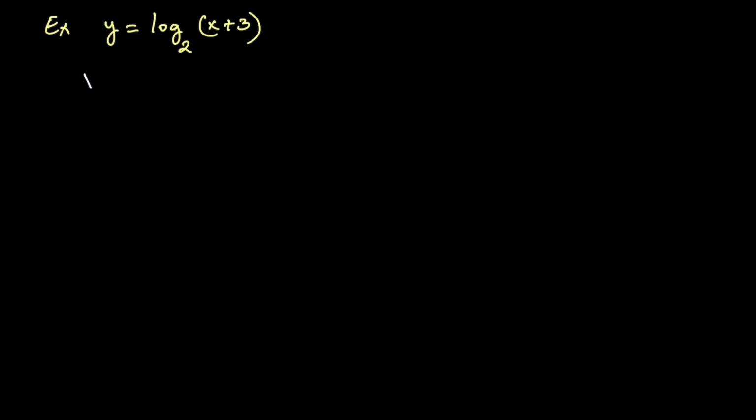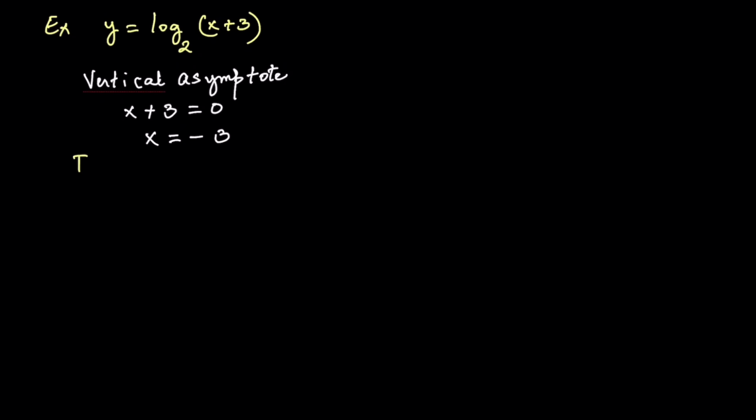Finding the vertical asymptote. The vertical asymptote occurs where the argument equals 0. X plus 3 equals 0. Therefore, x equals negative 3. The asymptote has shifted 3 units to the left, from x equals 0 to x equals negative 3.